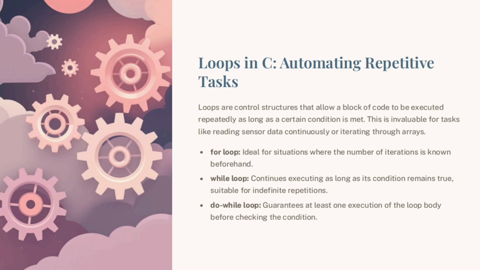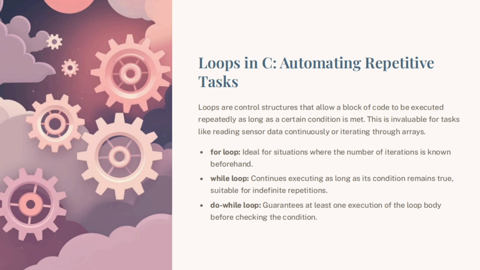Loops in C. Automating repetitive tasks. Loops are essential control structures that allow us to execute a specific block of code repeatedly as long as certain conditions are met. This automation is invaluable for tasks such as reading sensor data continuously and iterating through data arrays. Here are the three primary types of loops used in C: for loop, while loop, and do while loop.